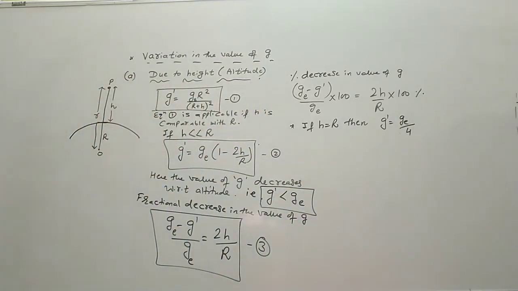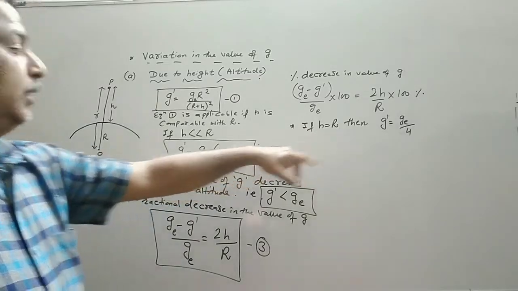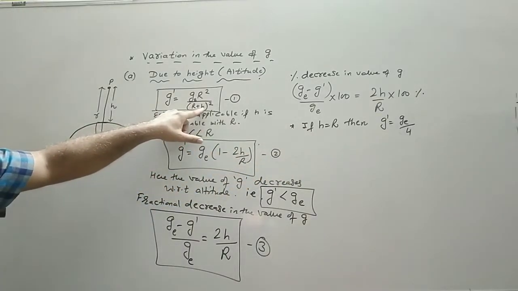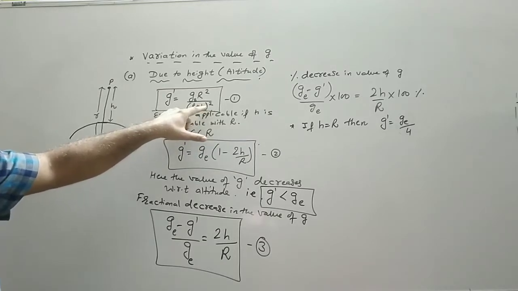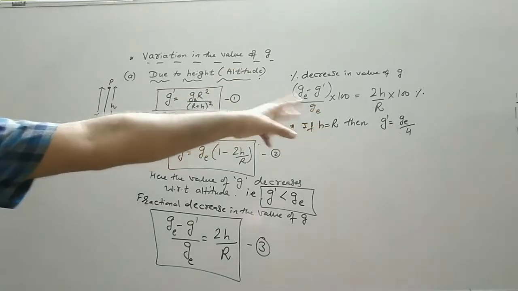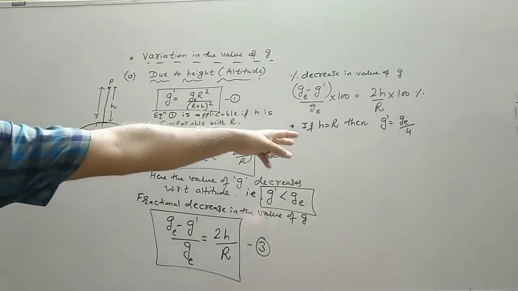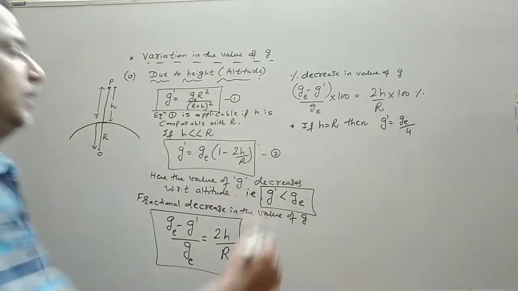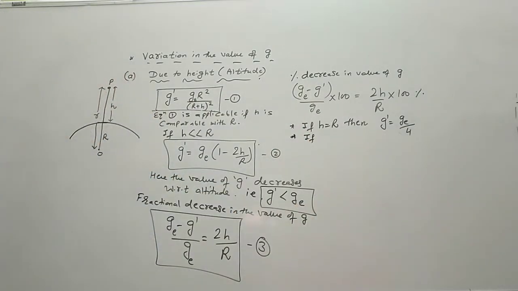It becomes 1/4. So now h is comparable to r, so you substitute the r value here. So r plus r is 2r, that is 4r square. The r square can get cancelled, so ge. So if we remember this formula, you can get this value. But you have to remember, if h is equal to r, then g dash becomes 1/4 of ge.